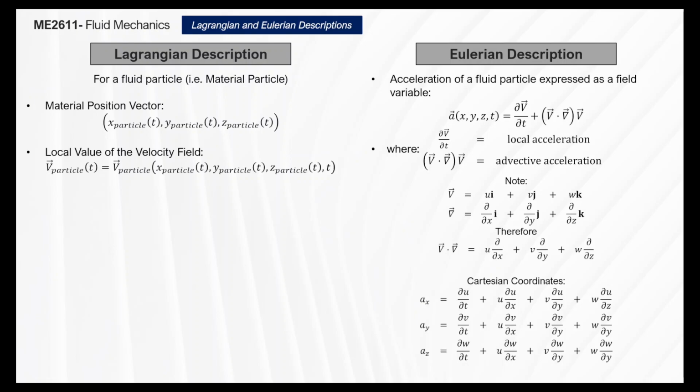The same way with Eulerian description, here we have an acceleration of a fluid particle expressed as a field variable. The acceleration indeed has x, y, z components, and it is the change of velocity with respect to time plus the dot product of the velocity vector and the del operator here. This operation here is the advective term. And then, of course, it has its own Cartesian coordinate system. Normally you would be using a matrix, something that we won't be doing.